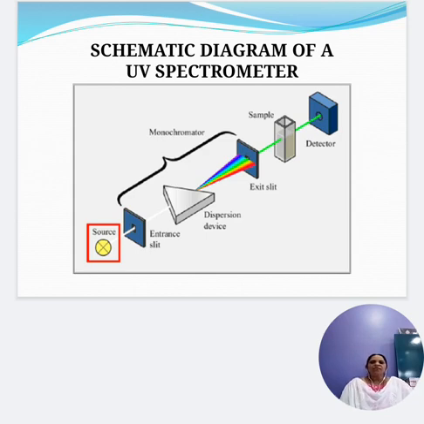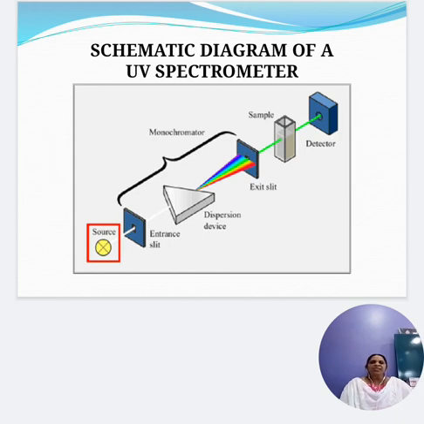It consists of the radiant source. Then it consists of the entrance slit. Then it consists of the dispersing device. It may be either a prism or a grating. Then we have the exit slit. The combination of the entrance slit, the dispersing media, which may be either a prism or a grating, and the exit slit together forms the monochromator.